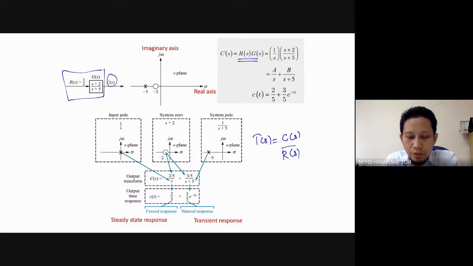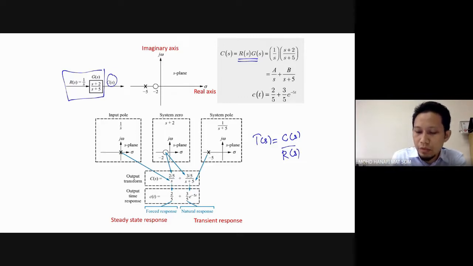And we put in all the parameters of the system. R(s) is 1 over s. G(s) is (s plus 2) over (s plus 5). So you can find the response in the time domain. The first step is to do the partial fraction here. So you will find A over s plus B over (s plus 5).